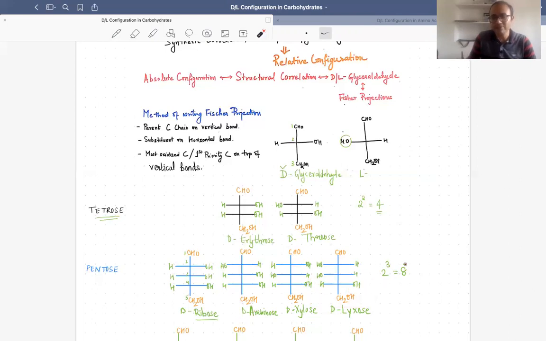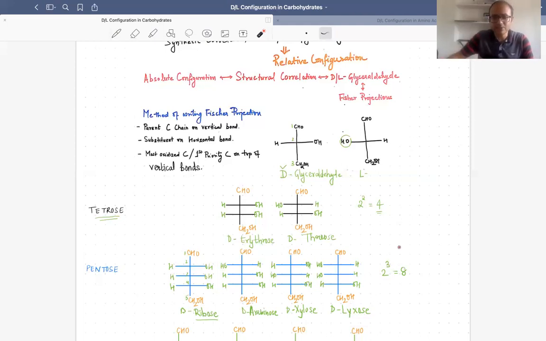Since we have 8 stereoisomers, 4 of them are D form. The L form is simply the mirror image. So if you draw the mirror image of D-lyxose, it would be L-lyxose. If you draw the mirror image, you know the OH would come on the left side. That's why it says L-lyxose. So that's how you can easily do it.